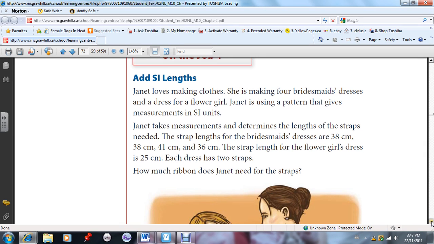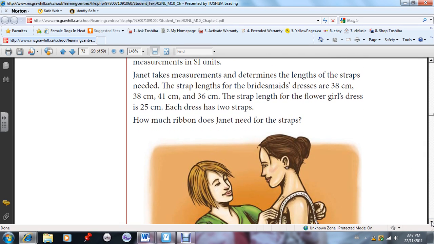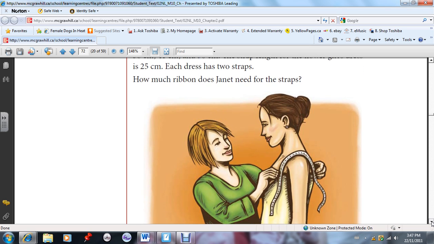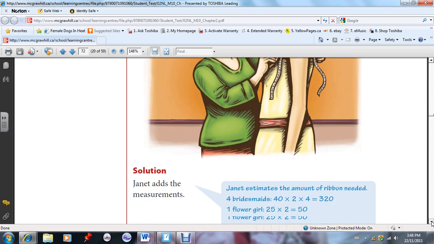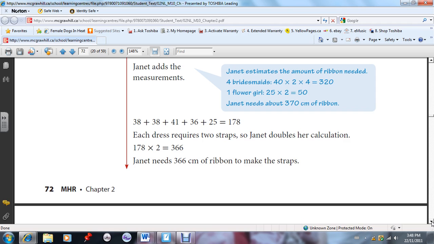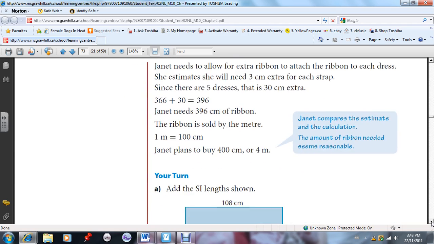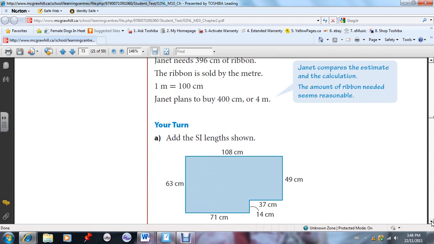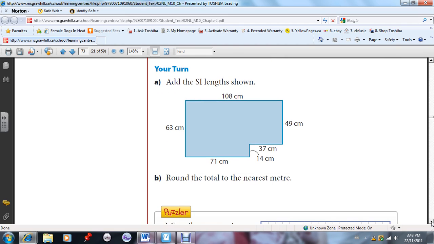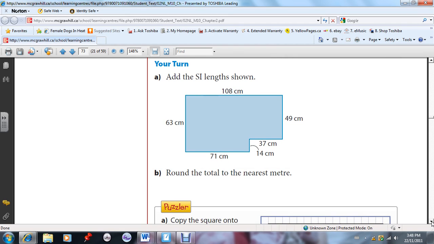And it says she's doing a bridesmaid dress for a friend or something. She's measuring SI units, so you'll see there how much ribbon she needs for the straps. So Janet adds the measurements, so you can work through that one, have a read through. Then it says down here, it says your turn, okay? Now, when you get to the your turn, all you've got to do is add the SI lengths shown.